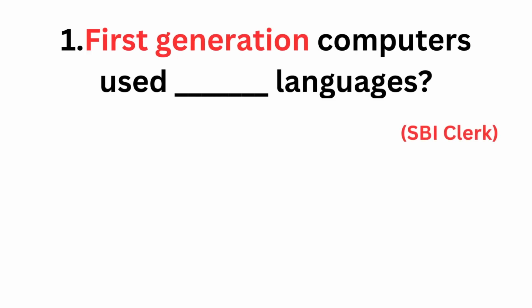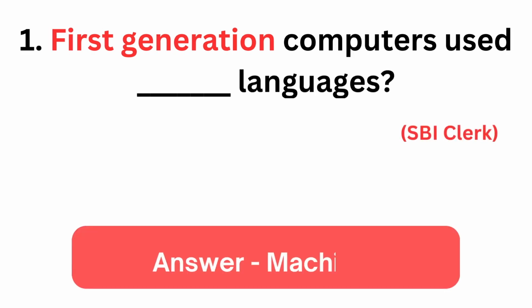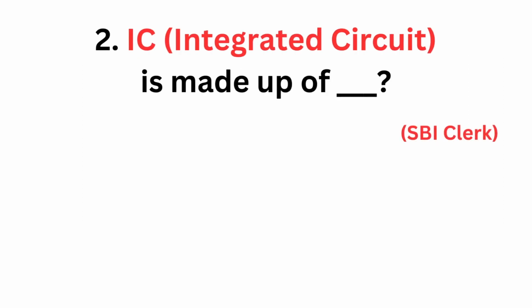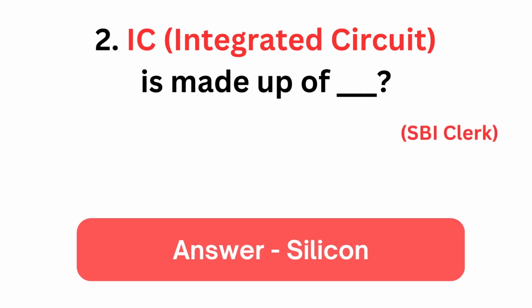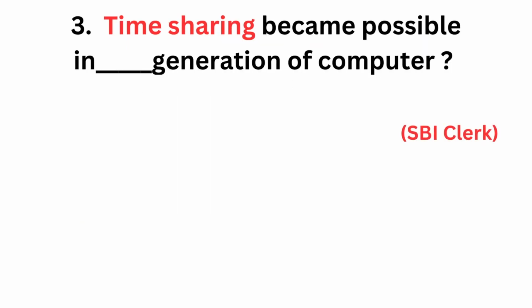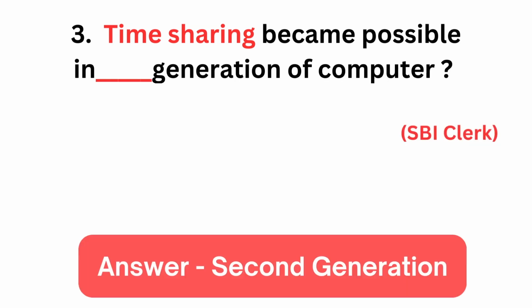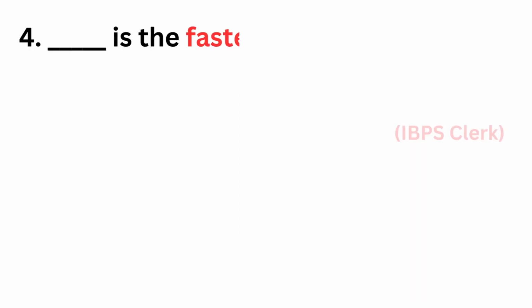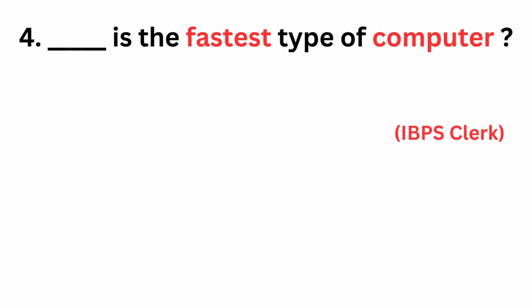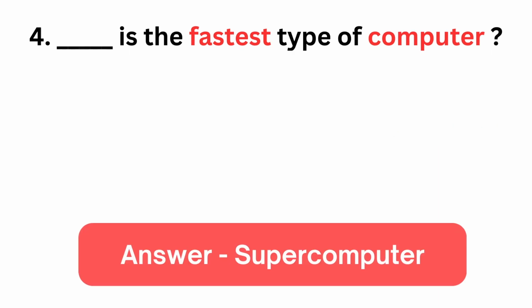First generation computers used which languages? Machine. IC integrated circuit is made up of what? Silicon. Time sharing became possible in which generation of computer? Second generation. What is the fastest type of computer? Supercomputer.